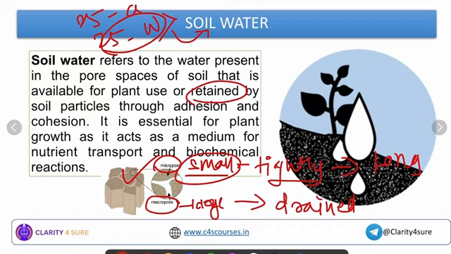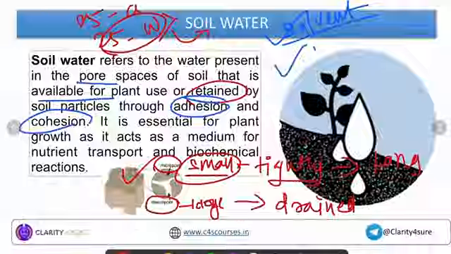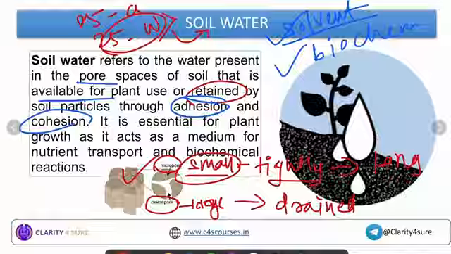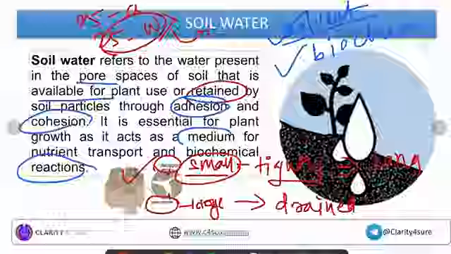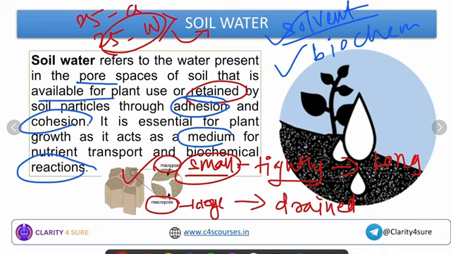Soil water is the water which is present in the pore spaces of the soil that is available for plant use or retained by the soil particles through adhesion and cohesion. It is essential for plant growth because it acts as a solvent for different minerals and is also important from the biochemical perspective. It has a role to play in different biochemical reactions and acts as a medium for nutrient transfer. So this is the introduction of soil water.